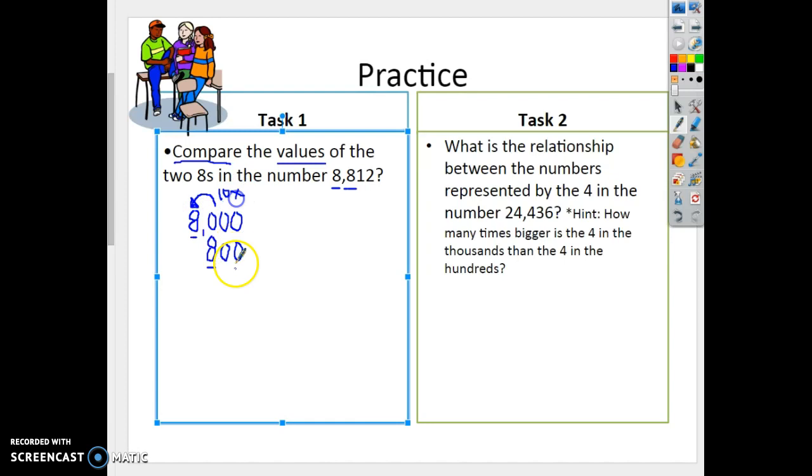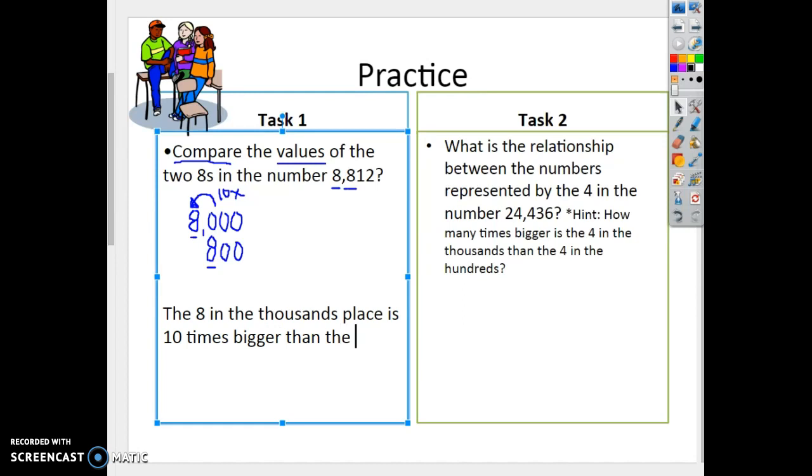So if we were going to write a phrase for that, we would say the 8 in the thousands place is 10 times bigger than the 8 in the hundreds place. And there we have compared the values, because we're comparing, it's 10 times bigger, and we already said that this is 8,000 and that this is 800.